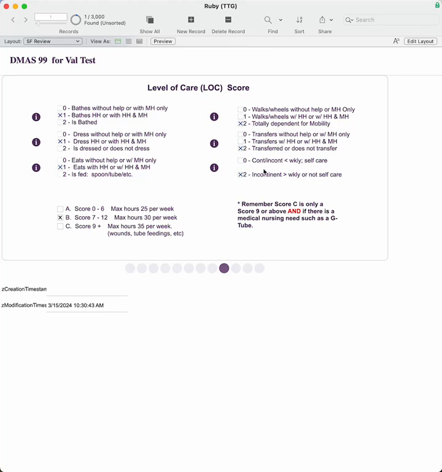Now, continence, that's a little different. Score 0 if they're continent or they're incontinent less than weekly, semicolon, hesitation, self-care. So if they're incontinent less than weekly and it's self-care, meaning that they can take care of their own accident, then it would be a score of 0. If they're incontinent greater than weekly, or they are not self-care, meaning they're continent, but they can't wipe themselves after a bowel movement, then they're not self-care. We'd mark it as a 2.